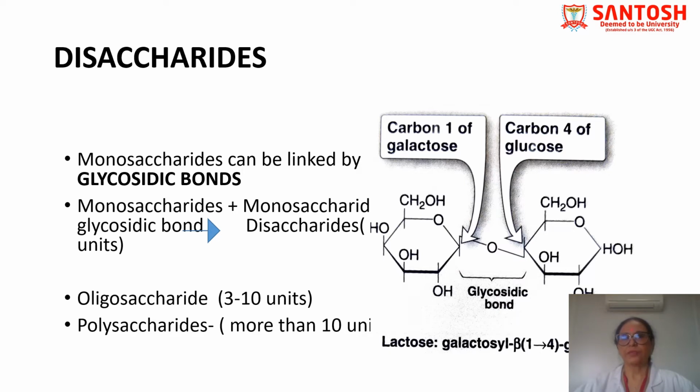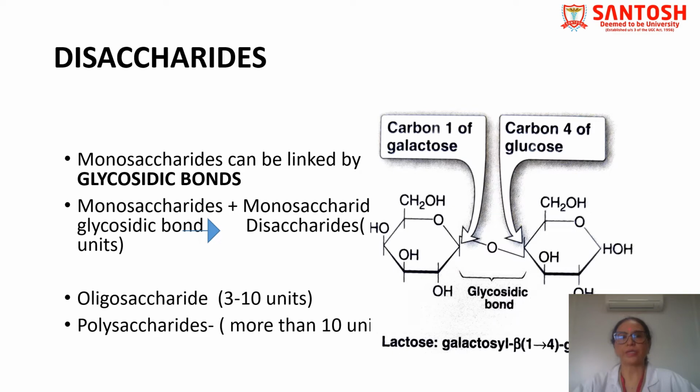Now, disaccharides after monosaccharides: when two monosaccharides are linked by a bond, that bond is known as the glycosidic bond, which is very important. You can see how this glycosidic bond is synthesized. We can see here one molecule of galactose and another molecule of glucose. It is attached by carbon 1 of galactose to carbon 4 of glucose. So the bond here is galactosyl beta 1,4 glucose. This is called the glycosidic bond.